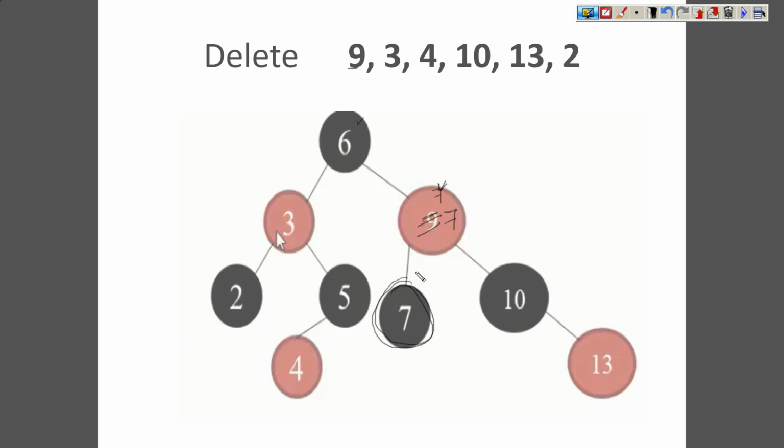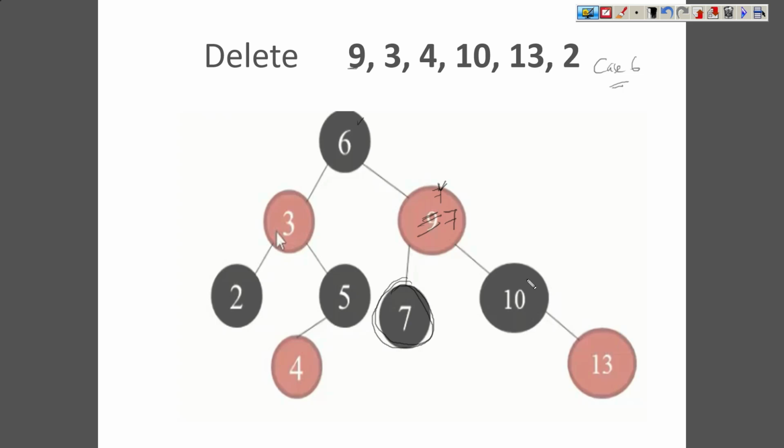Now we need to look at which cases are applicable. Keep all the cases ready with you so that you can just have a look at the cases and then apply. To find which case is applicable, you have to look at the sibling of the double black. The sibling of the double black is this, and then you have to look at its children. This is black in color, and the far node is red in color. So this is case number 6.